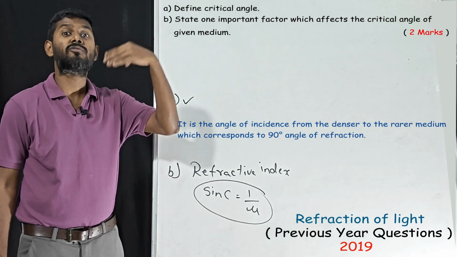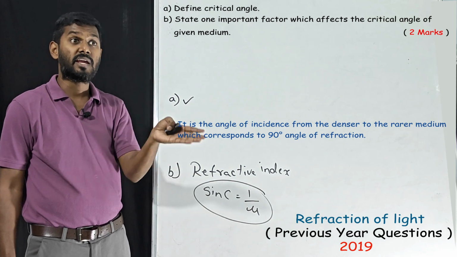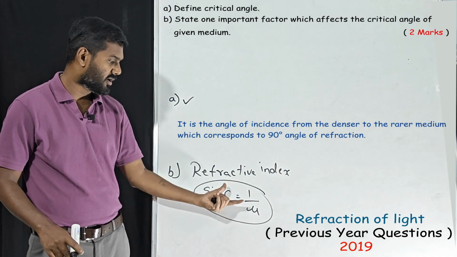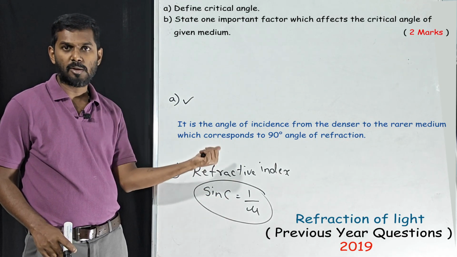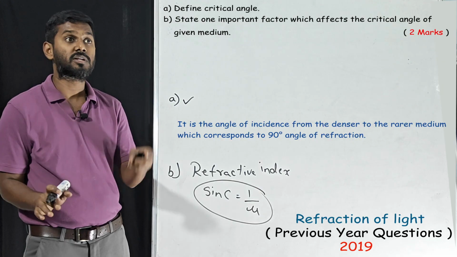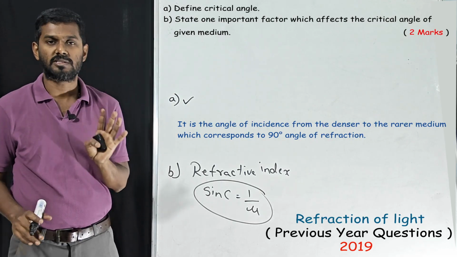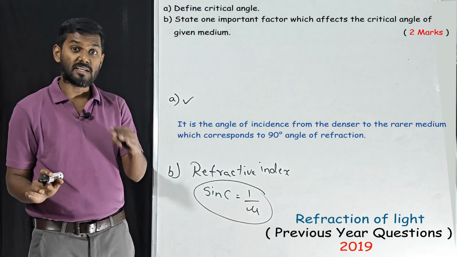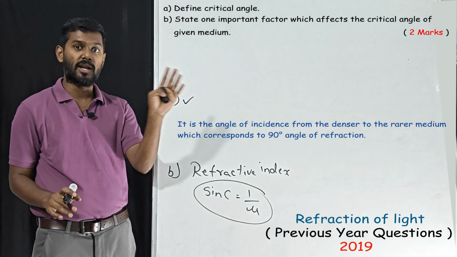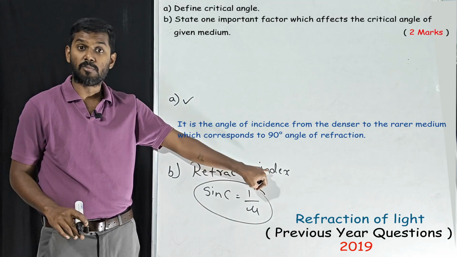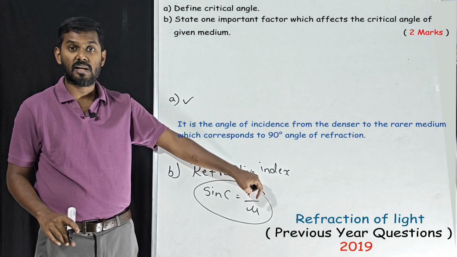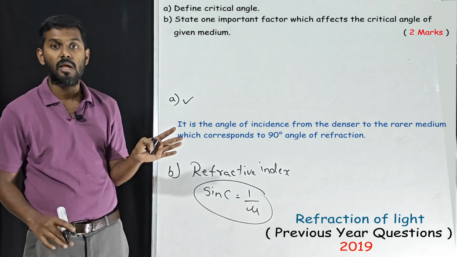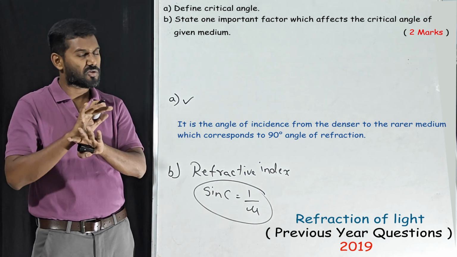They are asking to state one factor. They are not asking to state the factor and how it is affecting it. Are they asking how these two are related, whether they are directly proportional or inversely proportional? That is not the question. State one factor which affects. That means you just name the factor, that is done. If they are asking to write the relation between the factors stated by you, how refractive index is related to critical angle, then you have to write that these two are inversely proportional. If in this question they are not asking, then don't write it.